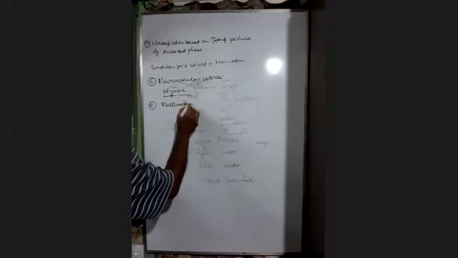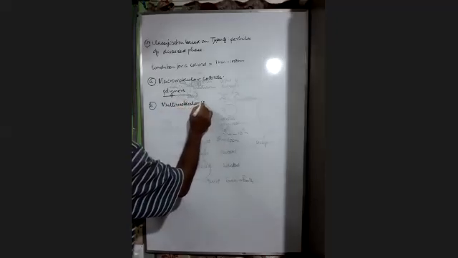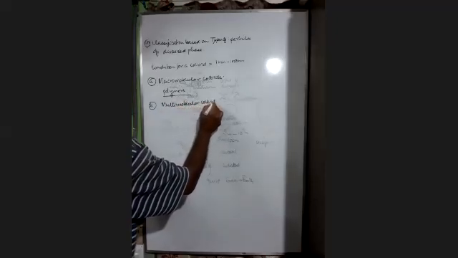Then B. We call them multi-molecular colloids. See, what is multimolecular? This type of molecules or atoms are not stable alone.